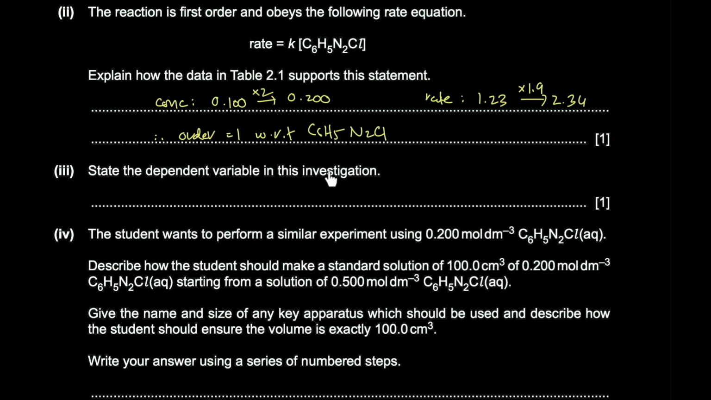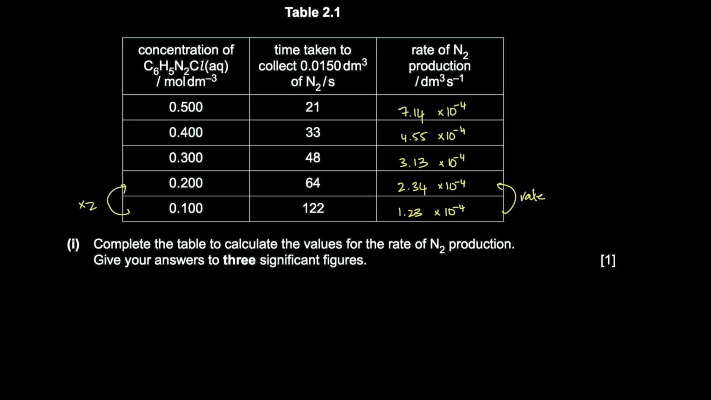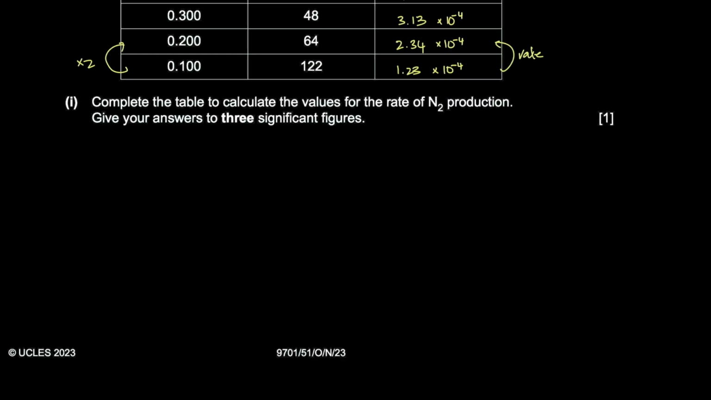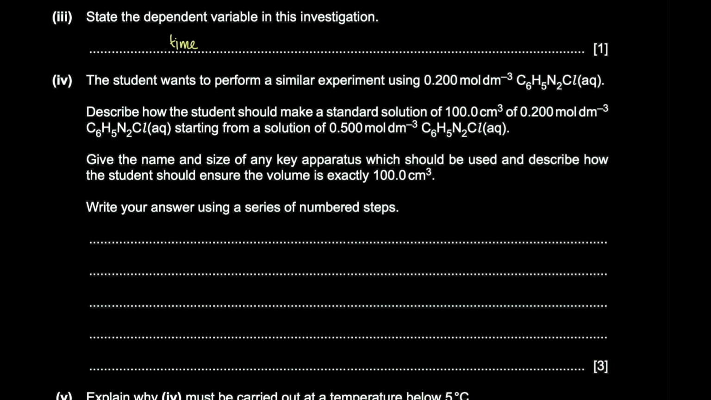State the dependent variable in this investigation. So in this particular investigation, the student is varying the concentration, and the time taken depends on the concentration of the diazonium salt. So the time taken to collect the nitrogen gas depends on the concentration of the diazonium salt. So the dependent variable here is the time taken to collect the 0.015 dm³ of nitrogen gas.